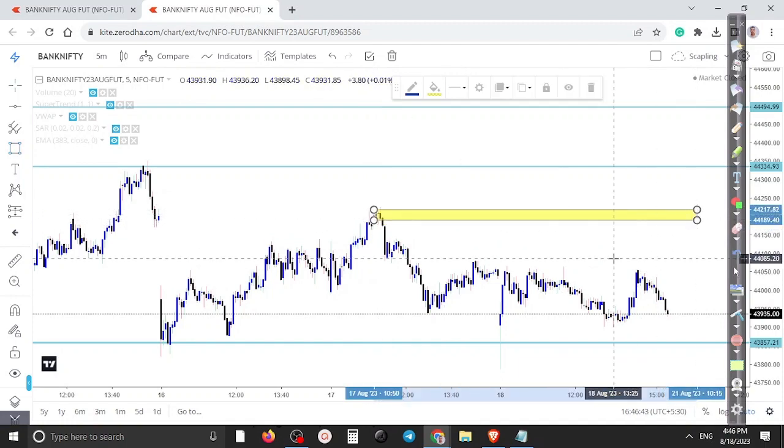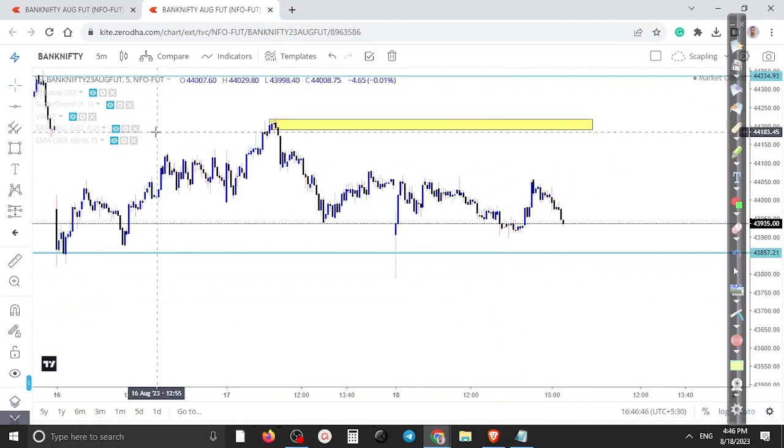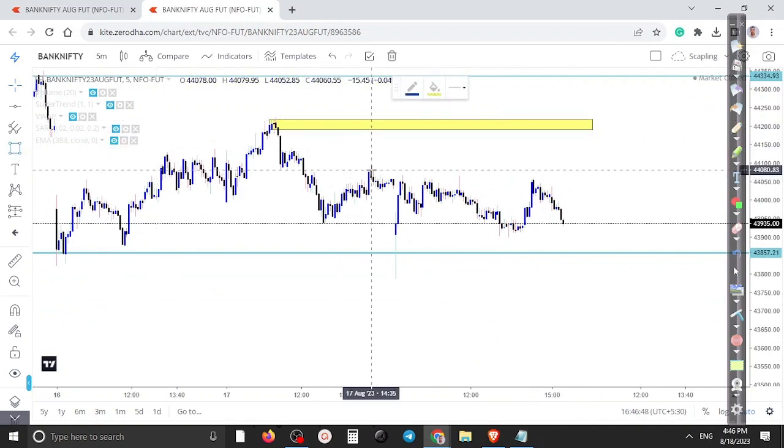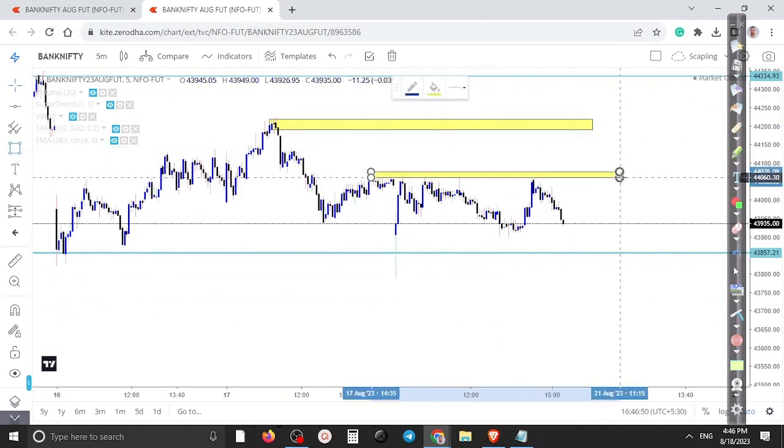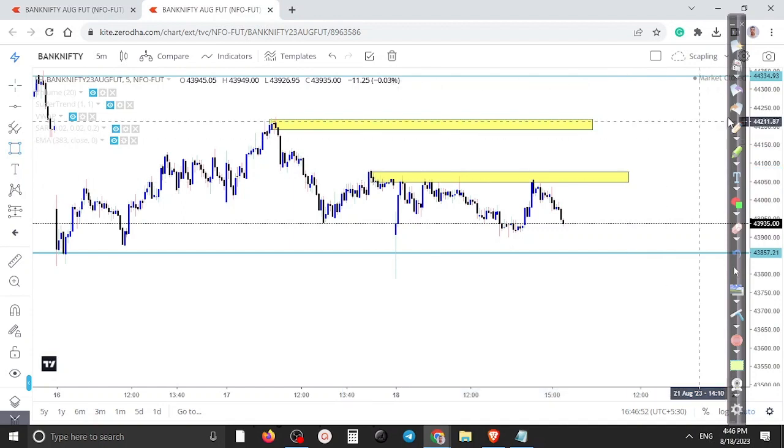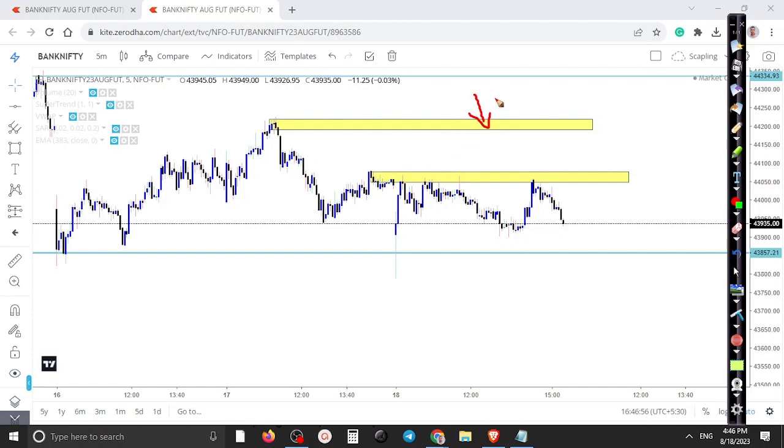Okay, and another rejection point was here in this area, in a small time frame. So this area is also a trigger point, a trigger area, and that was also a trigger area. Here you can see lower low, lower high, and lower low, and price pulled back because it is a sharp move up. That is why I am not interested in taking a position.